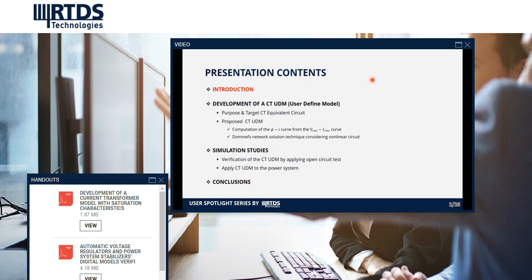My contents are divided into 4 parts. The first part is the introduction of the current transformer. The second part is the development of a CT user-defined model. The purpose of the UDM, the equivalent circuit, and the applied method are explained in this part. The third part is simulation studies. The first step is to verify the CT UDM by applying an open circuit test. The second step is to apply the CT UDM to the power system. The final part is conclusions.